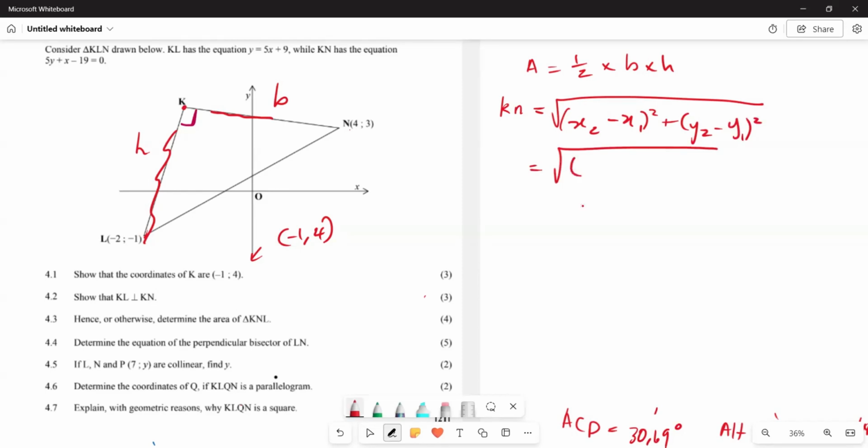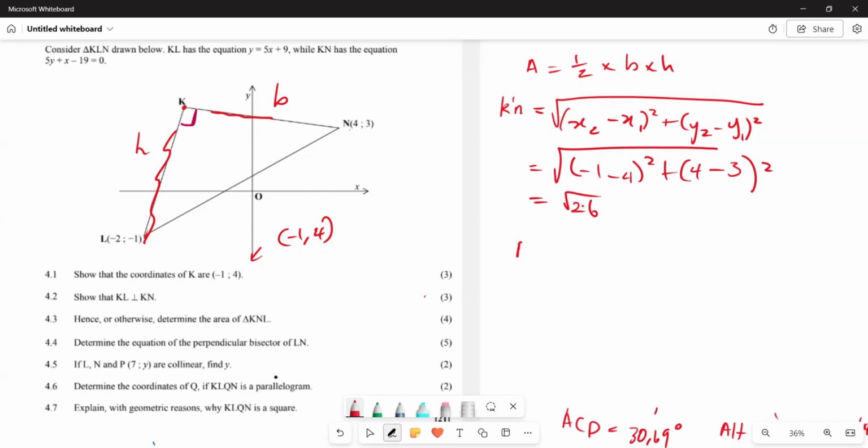Now from here, what else are you going to have? This is going to be the same as -1 subtract 4, all squared, plus 4 subtract 3, all squared. You are going to find out that your KN is basically going to be root of 26. So basically, this was our KN.